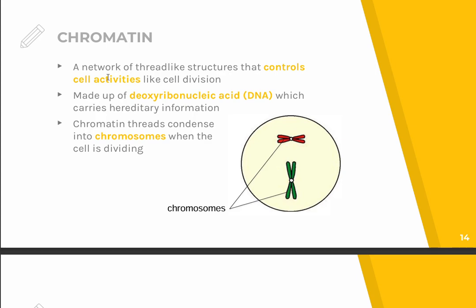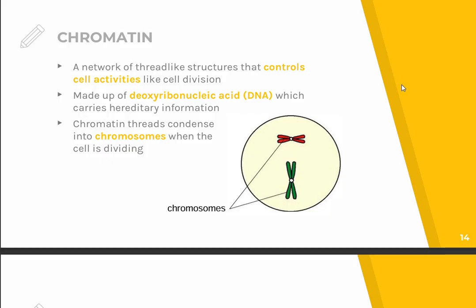After that, we need to know what this chromatin is made up of. This chromatin is made up of DNA, which is the deoxyribonucleic acid, which carries all the hereditary information. What do I mean by the word hereditary information? It means information which we carry from our parents. We get this information from our parents, and our parents get that information from their parents, and we will be passing it on to our kids as well.